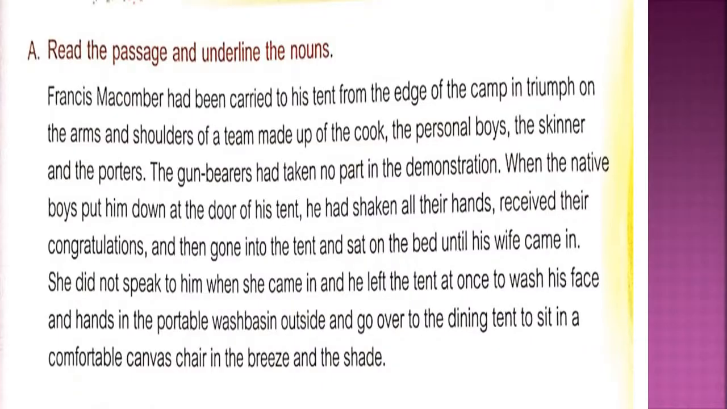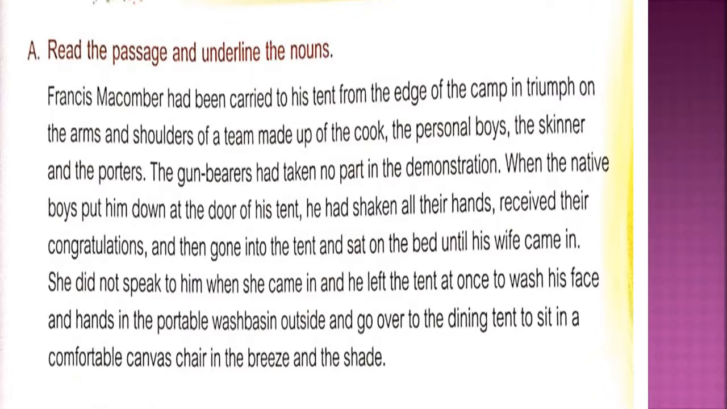So based on the explanation given to you, you have to solve all the exercises. So let's start from A main. Read the passage and underline the nouns. First of all, children, you have to read the passage carefully and understand the content in it. Later, you have to underline all the types of nouns that you come across while reading. So let's read the passage and then we will underline the nouns.